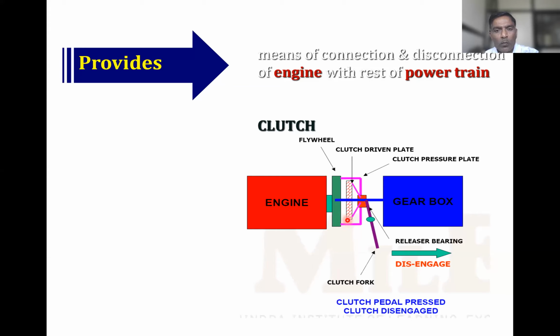So that's why, while shifting the gears, disengagement of the clutch is required. Why is disengagement of the clutch required? That will disconnect the engine from the rest of the powertrain. While the engine is running, if it is connected to the gearbox, we can't shift the gears. So this is the first element of the transmission system, which is required to provide a means of connection and disconnection of the engine with the rest of the powertrain.